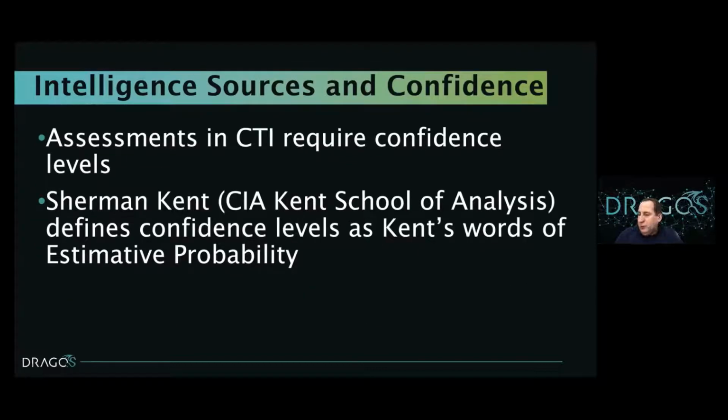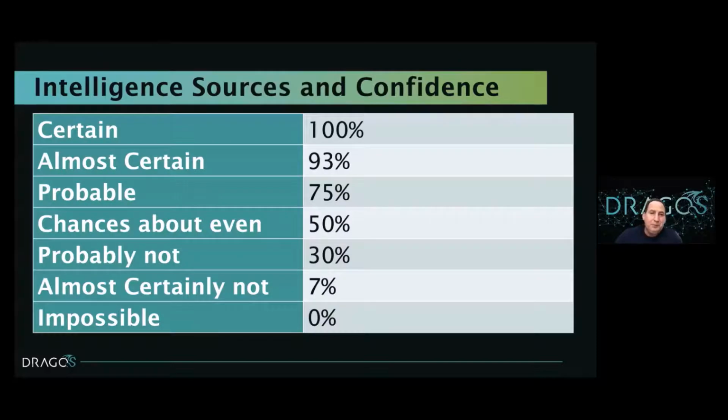And assessments in threat intelligence always require confidence levels. Sherman Kent, CIA School of Analysis, defines confidence level as Kent's words of estimative probability. You've probably heard these words. Everybody's probably heard these words. I'm certain that happened. I'm almost certain that happened. Probably it happened. Probably that country's responsible. Probably that ransomware group did it. You don't hear as much.